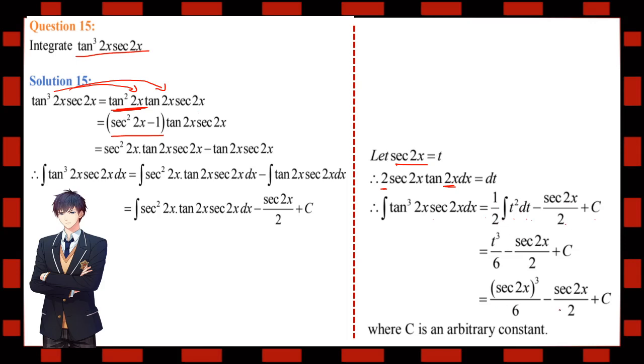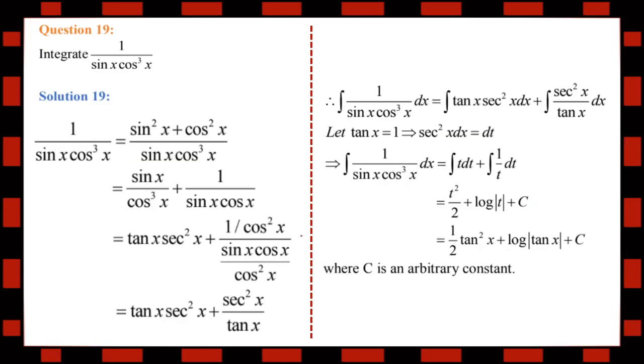and then integrate 1 upon sin x cos cube x. Here 1 can be written as sin square theta plus cos square theta, identity, and the denominator as it is. Then we are splitting sin square x upon sin x into cos cube x. So one sin and this sin will be cancelled: sin upon cos cube plus 1 upon sin x cos x. This will be sin upon cos, tan, and 1 upon cos square, sec square. So here in the numerator and denominator we are dividing by cos square x.